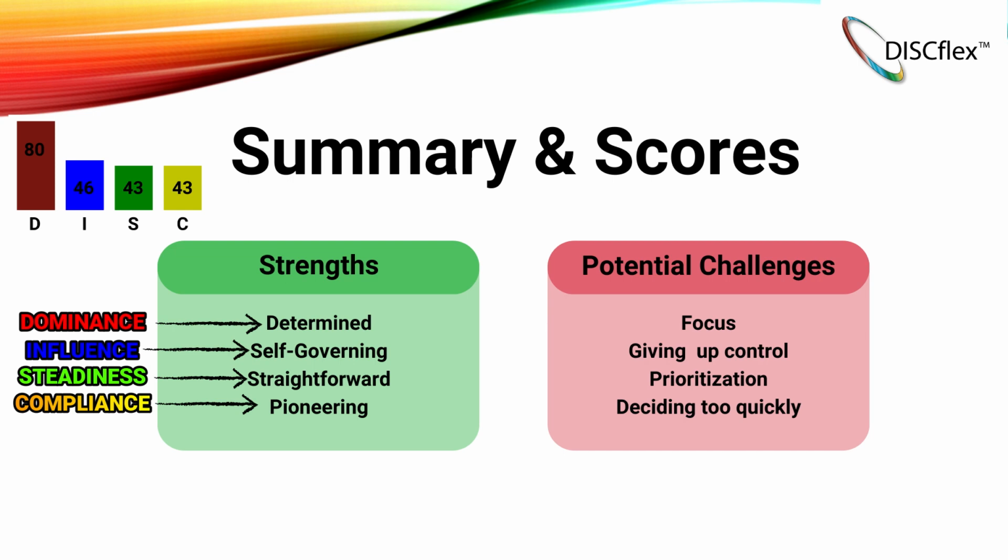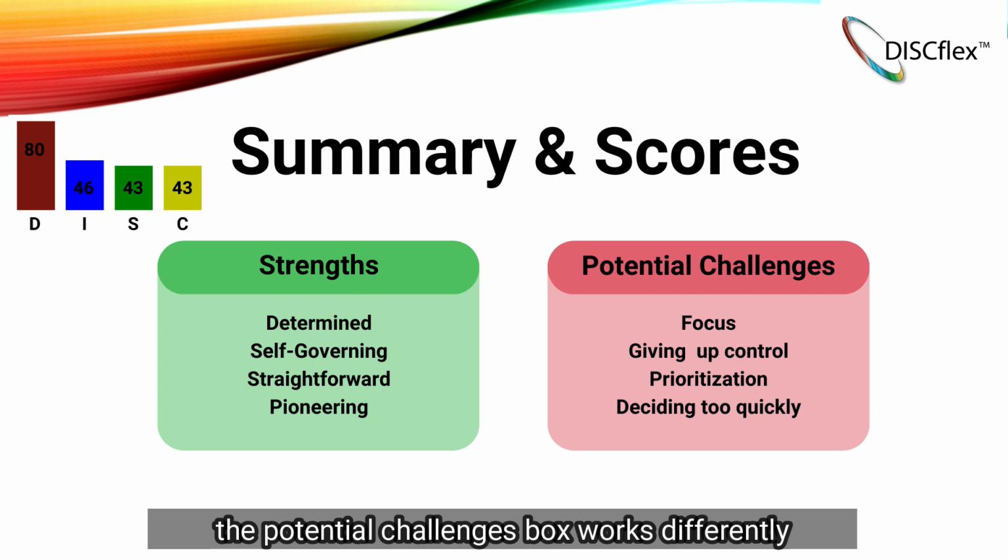I will pull up the PowerPoint here in a minute and show you that as well. But dominance 80 tells us that they are determined. 46 influence tells us that they are self-governing. 43 steadiness tells us that they're able to be straightforward. 43 compliance tells us that they are pioneering. They're not stuck in the box. The potential challenges box works differently.